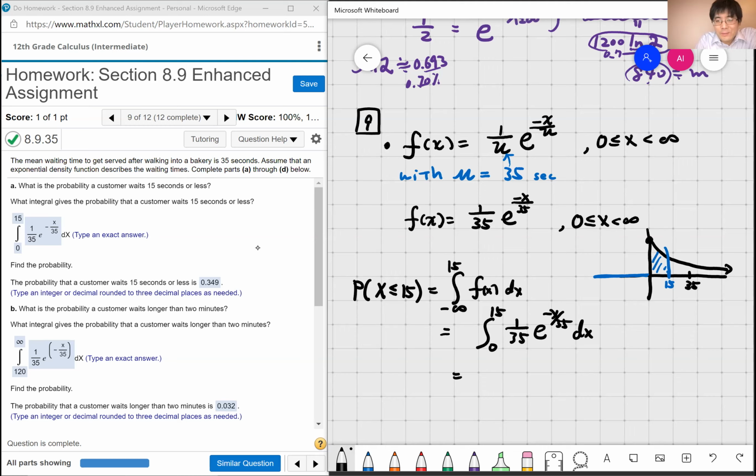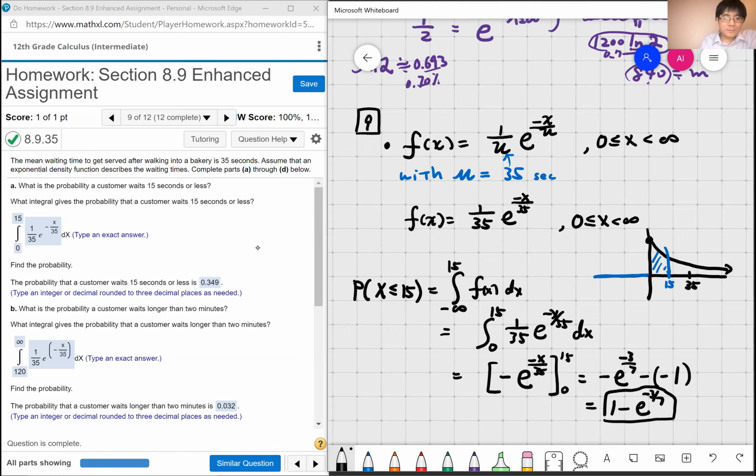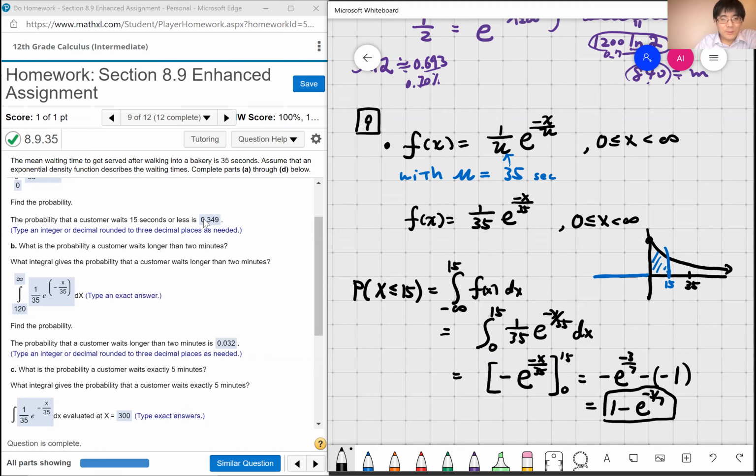After the integral, it's going to be negative e to the negative x over 35, and you plug in 0 through 15. Plug in 15, you're going to get negative 3 over 7. Plug in 0, you're going to get negative 1, and you subtract that. So it is 1 minus e to the minus 3 over 7. And this 0.349 is basically the value. It's just about that.